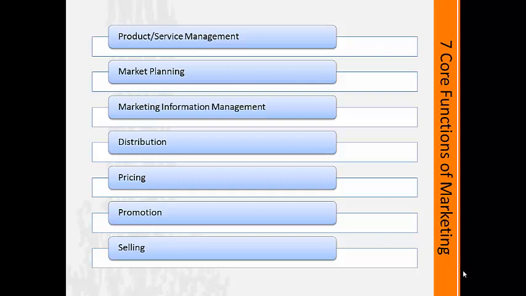The marketing core functions include 7 different functions: product service management, market planning, market information management, distribution, pricing, promotion, and selling. These functions define all aspects that are part of practicing marketing.